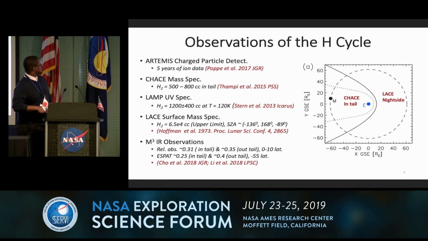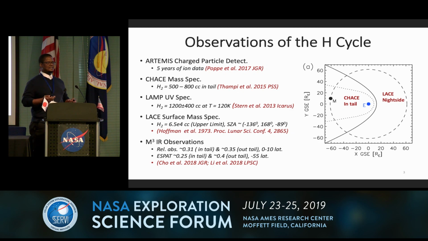We have some information by LAMP on H2 in the exosphere. LACE performed some of the initial measurements, provided upper limits. And also of this absorption feature, we have the M-cube data, which we'll be talking about. So there's also some M-cube data in and out of the tail that show very small changes, a decrease in the absorption in the tail compared to out of the tail.